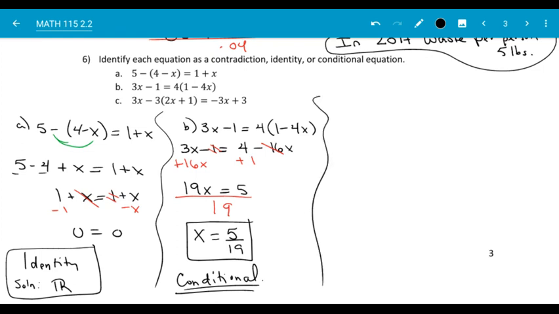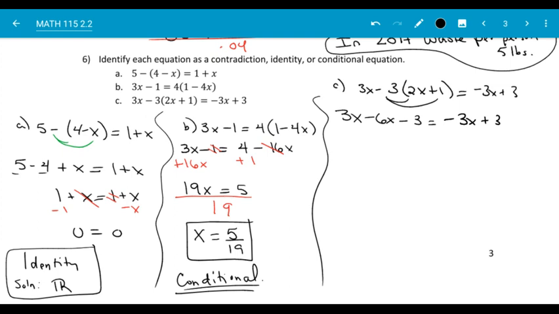And if we look at part C, it starts out as 3x minus 3 times 2x plus 1 equals negative 3x plus 3. All right, so if we do our distribution, we have 3x minus 6x minus 3 equals negative 3x plus 3. If we combine the like terms, we have negative 3x negative 3 equals negative 3x positive 3. So if we add the 3x to both sides and add 3 to both sides, that's going to say 0 on this side equals 3 plus 3 is 6.